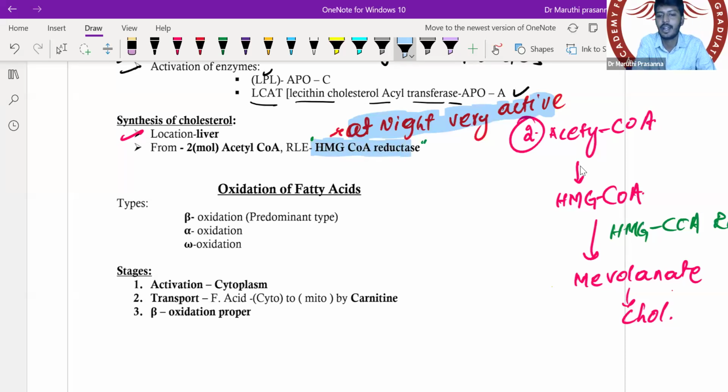HMG CoA reductase has some inhibitors. Who will inhibit the HMG-CoA reductase? It is inhibited by your statins. Okay, very good. All of you are correct. Sandeep, Viren, Munir, all of you are absolutely correct. The answer is statins. Statins inhibit the HMG-CoA reductase.